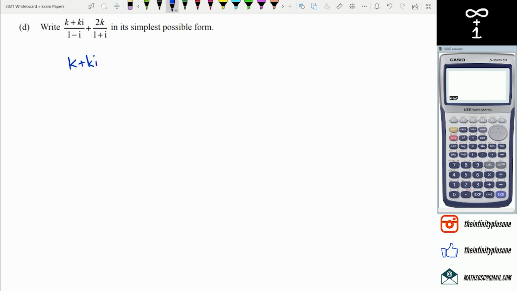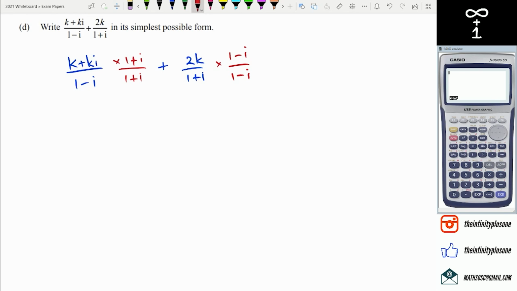Yeah, sorry, got distracted. Okay, so we got k plus ki, and we're going to multiply with 1 plus I, and also in the denominator, we're going to do 1 plus I. But really, we don't really care about the denominator because eventually it's going to be 1 plus I anyway. But you know what? I'll do it both ways, just so that it makes sense. And then we've got 2k over 1 plus I. Now on this side, it's going to get multiplied by 1 minus I and 1 minus I.